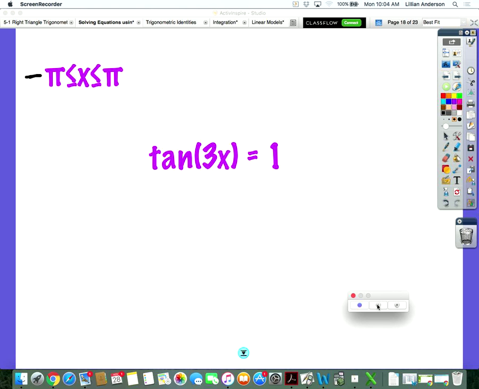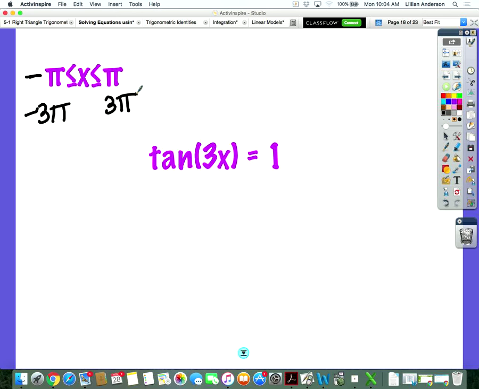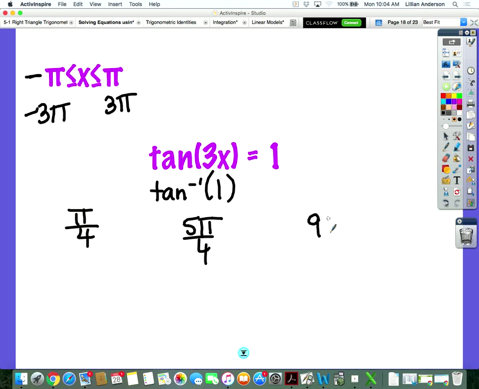So with this one, you do have to change your domain. So it'll be negative 3 pi to a positive 3 pi. So you're basically asking yourself, where does tangent equal 1? Well, tangent equals 1 at pi over 4. It also equals 1 at 5 pi over 4. And then going all the way up to 3 pi, which is a full time around and then halfway, you're also at 9 pi over 4. Okay? So that covers the positive side.